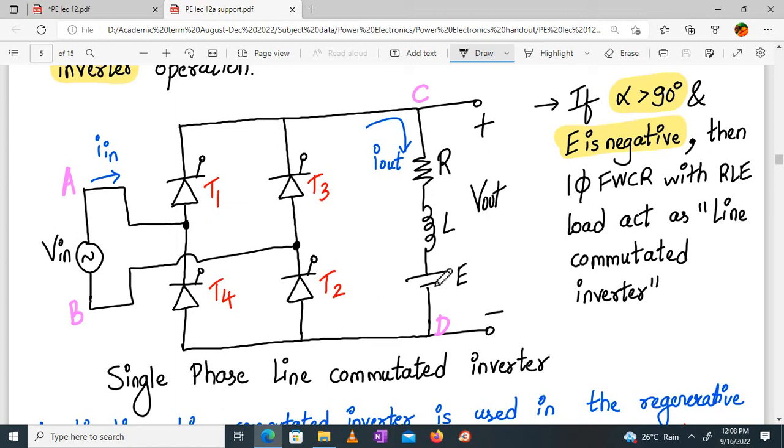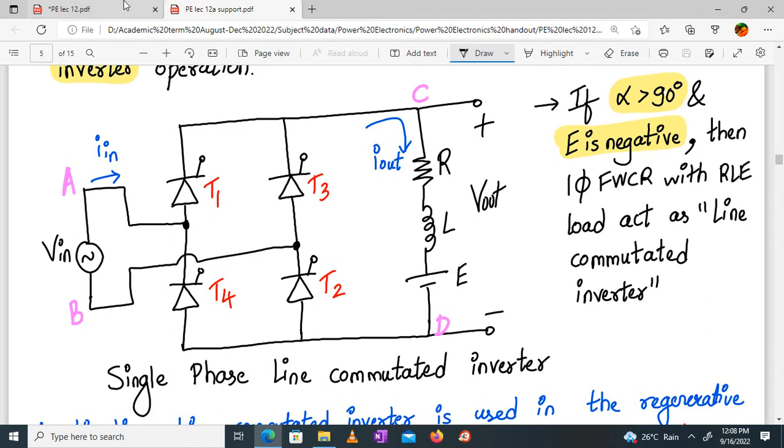मतलब ये हमारा input की तरह काम करेगा. That will become my output. ऐसे होगा, opposite होगा. So then the same circuit will act as an inverter, line commutated inverter. Okay, so what are the two conditions? Alpha greater than 90 degree and E is negative. Okay, write down these two conditions. Write down the name line commutated inverter. Alpha greater than 90, E is negative.